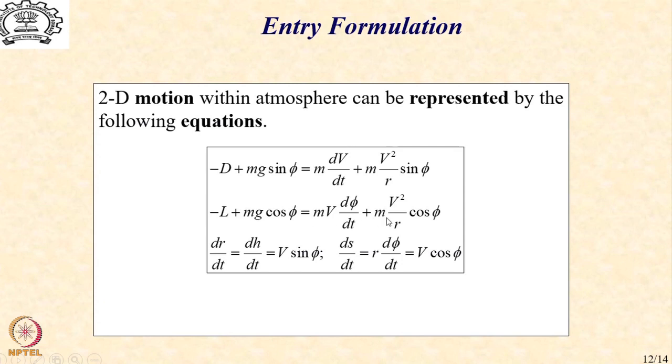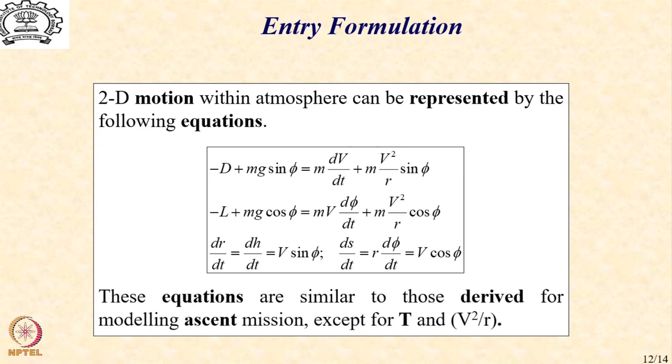We now have another equation perpendicular to the velocity direction, where now you have the presence of a lift, the gravitational component, and then you have the normal inertia force and the component of centrifugal force in the normal direction. Of course, similar to our ascent mission, we also have dr by dt, the kinematic equation, which is same as dh by dt as v sin phi. And then we have the ds by dt, which is another kinematic equation as v cos phi.